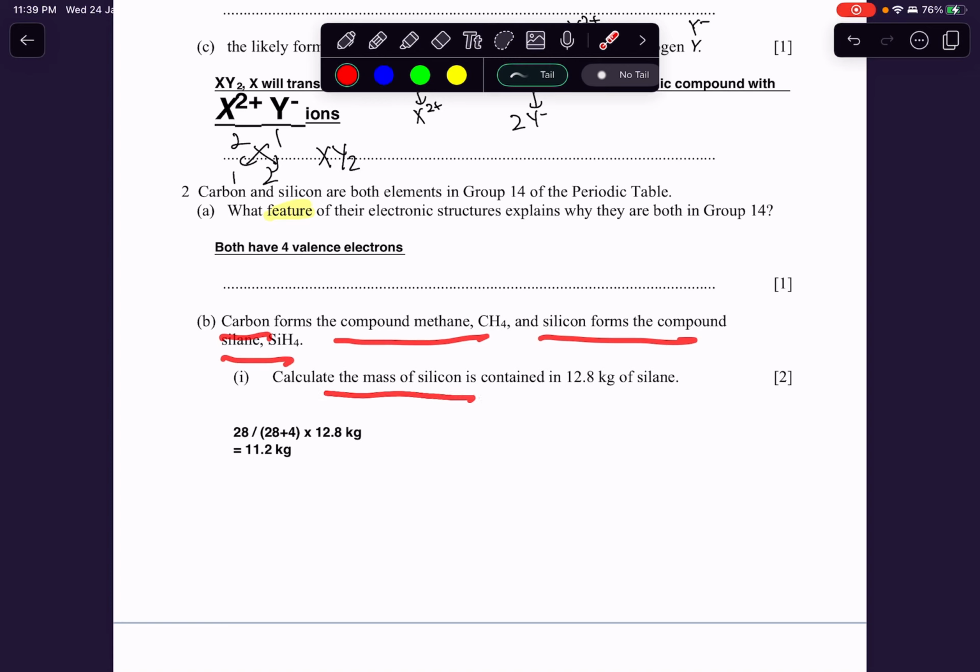Calculate the mass of silicon obtained from 12.8 kg of silane. A lot of you did mole ratio. Actually, there's no need to do mole ratio. Why? Because they want the mass of silicon in something, so it's actually a percentage mass question. If you use the percentage mass of silicon and multiply by the mass of silane, you will get the answer immediately.